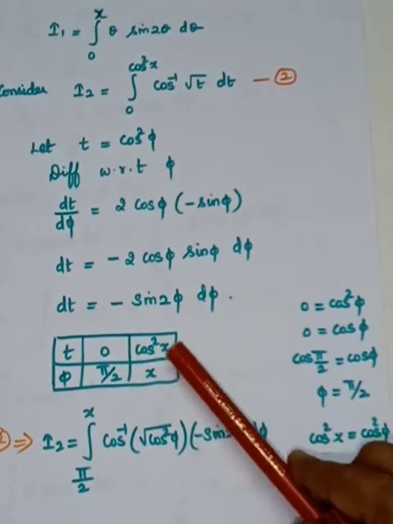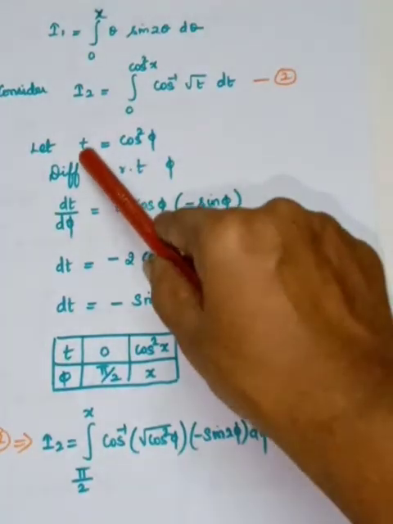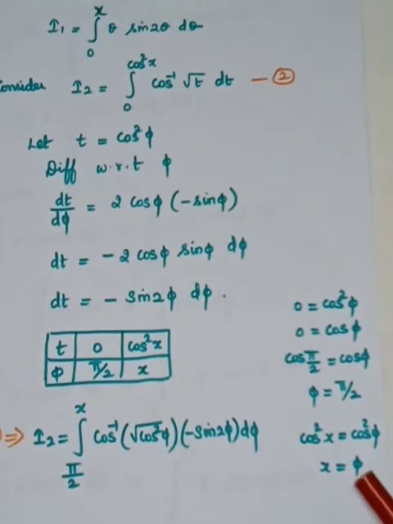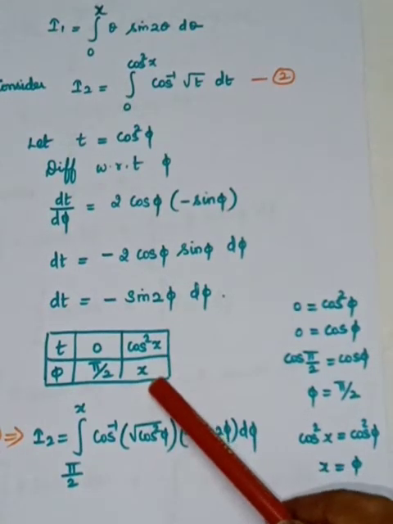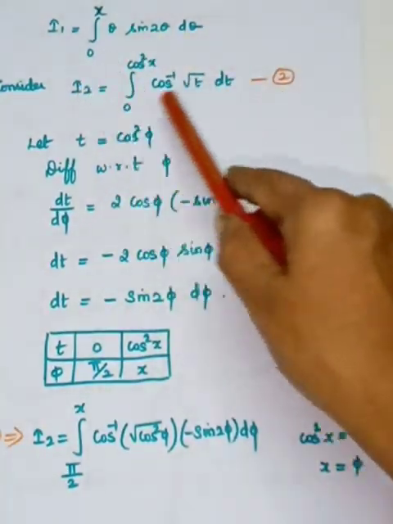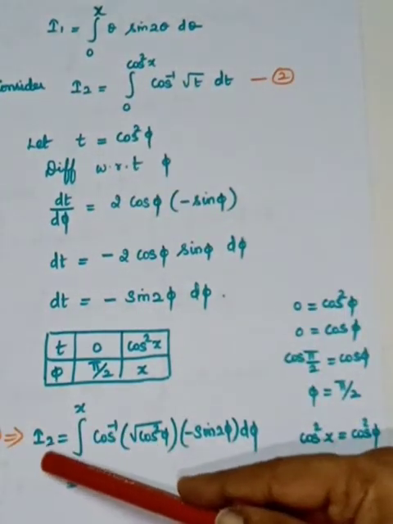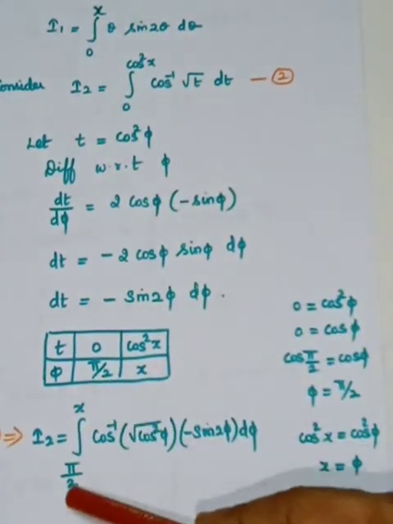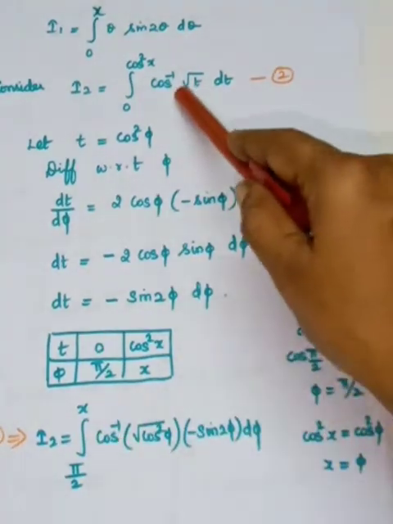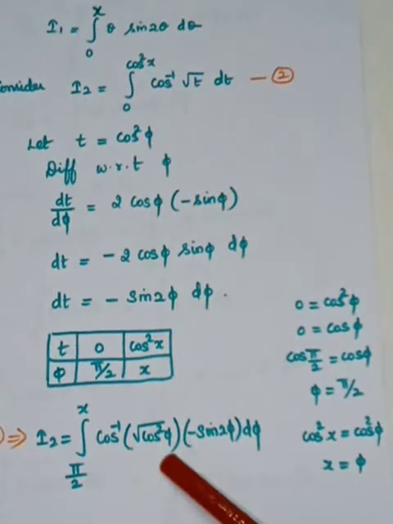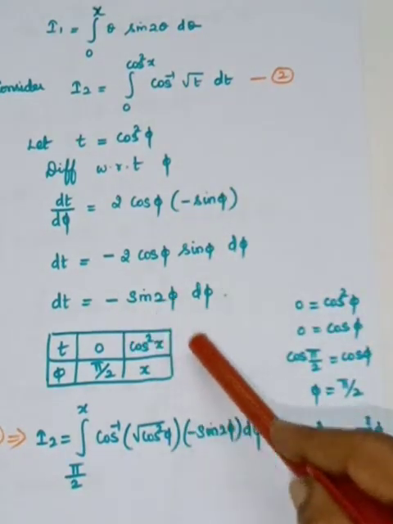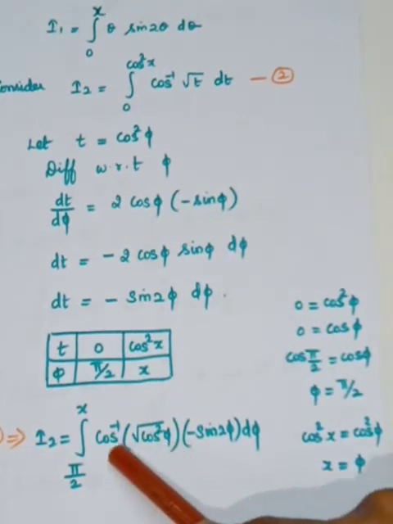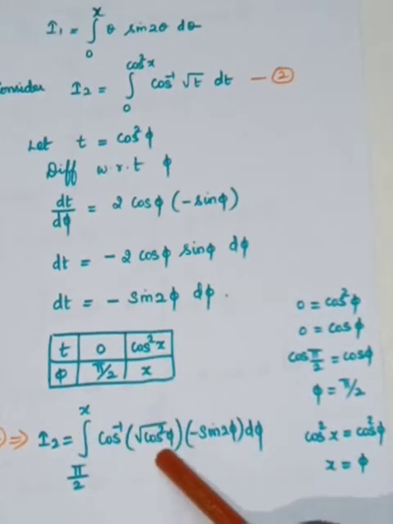Okay, and now what is t at the upper limit? It is cos squared x. So when you substitute, cos squared x is equal to cos squared phi. So from this, phi is equal to x. So here you have to substitute x. So the second integral can be written as I2 equals the integral, in the place of 0, phi value is pi by 2, to x, cos inverse of square root of cos squared phi, and what is dt? Minus sin 2 phi into d phi. So the square root of cos squared phi is cos phi, and the inverse functions get cancelled. So the whole answer is phi.